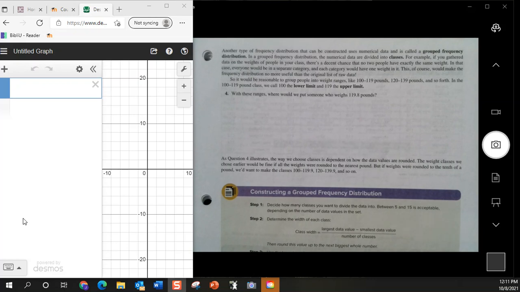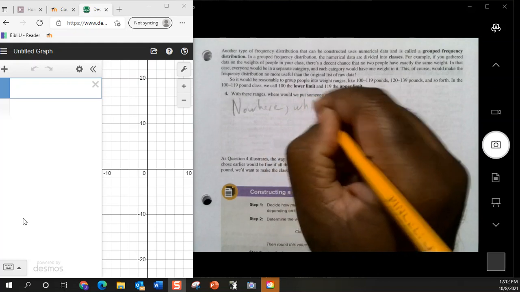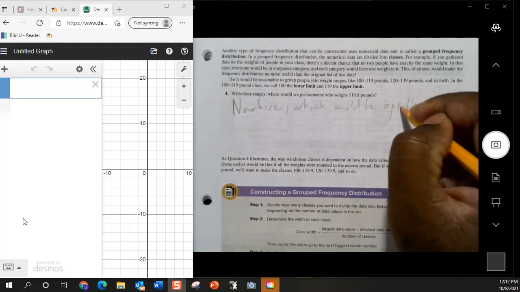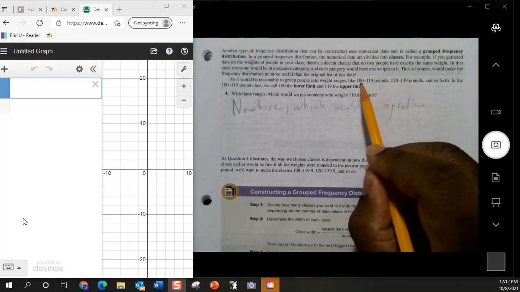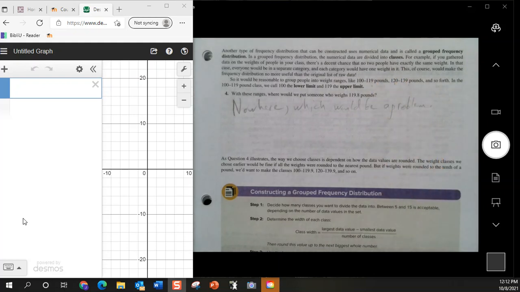So it'd be reasonable to group people into weight ranges, like 100 to 119 pounds, 120 to 139 pounds, and so forth. In the 100 to 119 pound class, we call 100 the lower limit and 119 the upper limit. With these ranges, where would we put someone who weighs 119.8 pounds? It'll be nowhere, which would be a problem. All right, the reason why is because we had 100 to 119, then we jumped to 120. There are values in between the 119 and 120 that are not accounted for. So that is why we put nowhere.